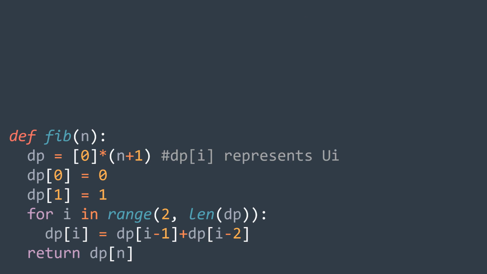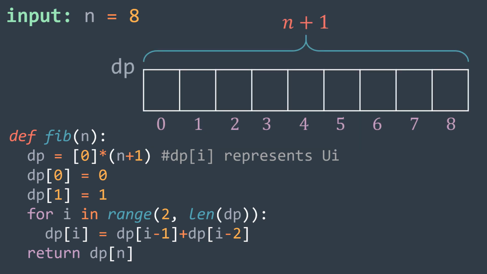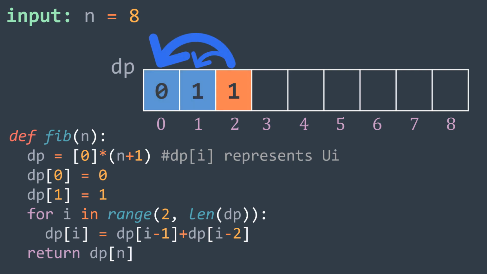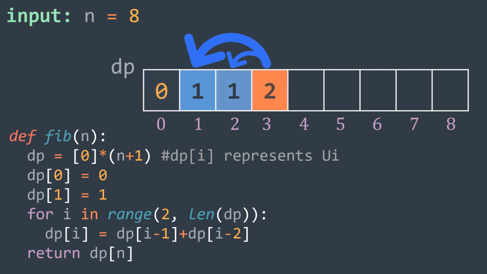Let's apply this logic for n equal to 8 for example. We create an array dp of 8 plus 1 elements, 9, we fill the first two elements, and we start. The first two elements in our case represent the base case, because in the recursive function, the base case is when n is equal to 0 or 1. Okay, now dp of 2 is equal to dp of 1 plus dp of 0, which is 1 plus 0, which is 1. Next element, dp of 3 is equal to dp of 2 plus dp of 1, 1 plus 1, 2.